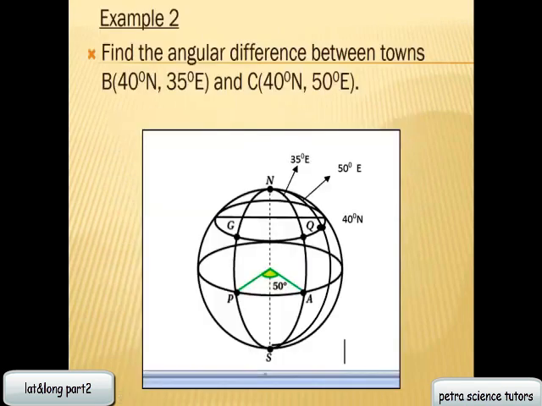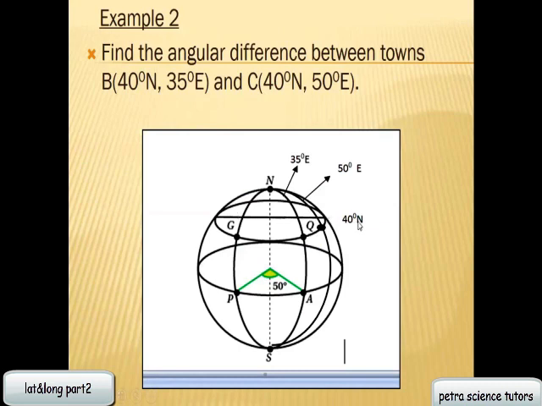So let's look at another example. Find the angular difference between town B and town C. Town B is on 40 degrees north, 35 degrees east. Now, 40 degrees north is on this line, the cross section or the diameter of the parallel of latitude 40 degrees north.